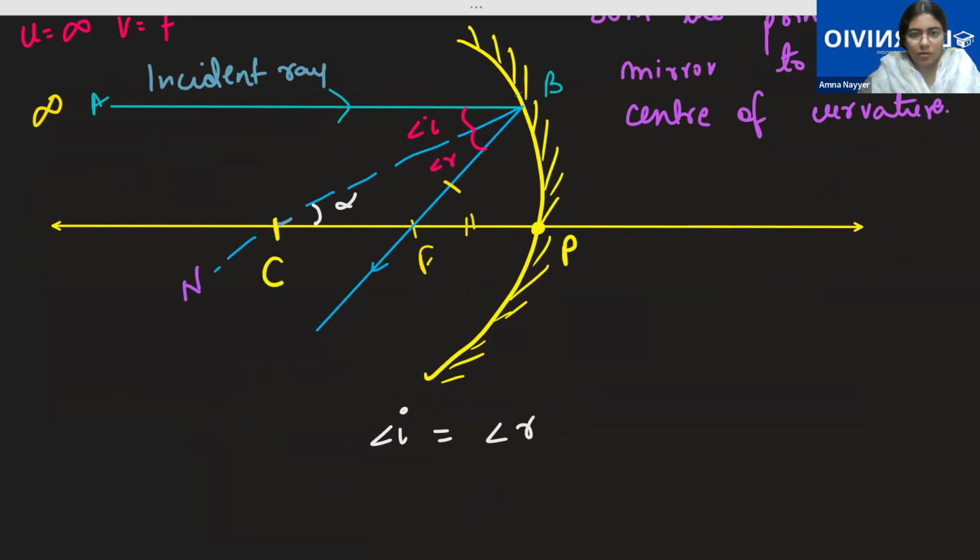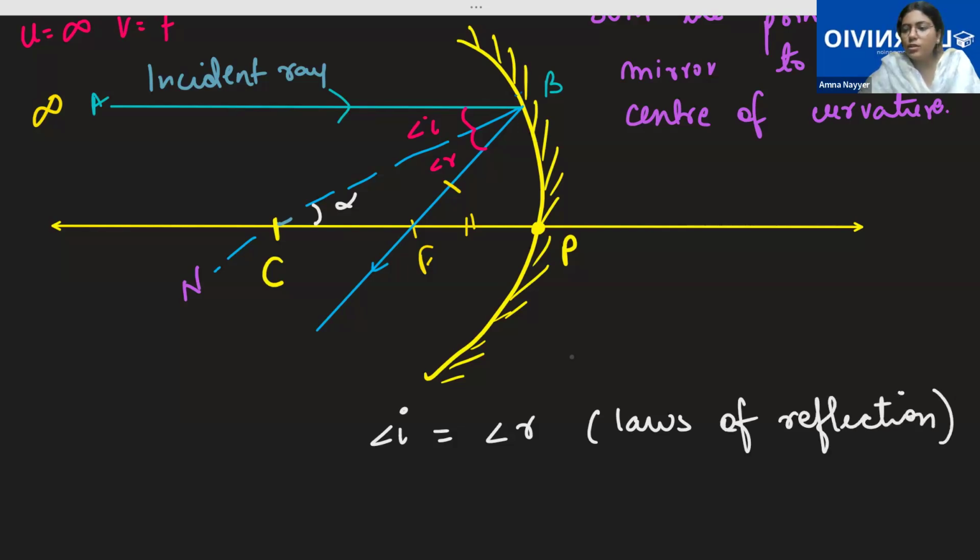Now angle I and alpha, they'll be equal because these are what kind of angles? Alternate angles. See, as Jesleen said, angle I is equal to R. This is valid due to the laws of reflection. So angle I is equal to alpha because they are alternate angles.